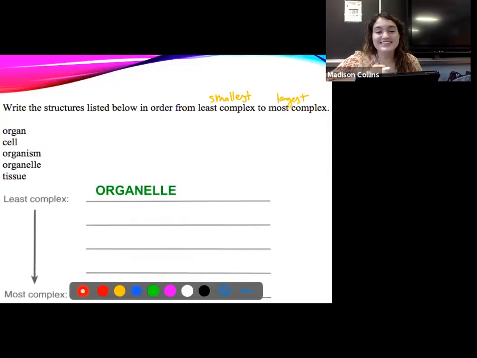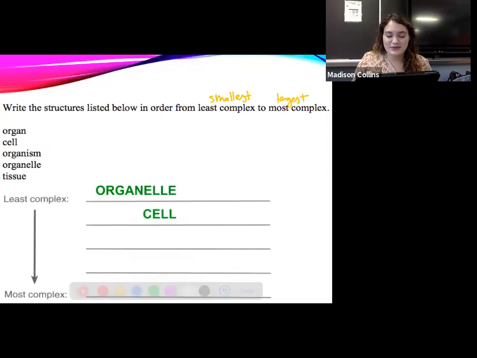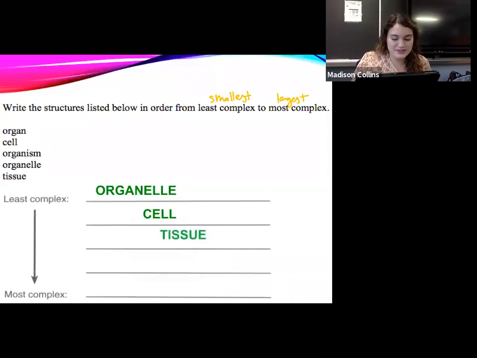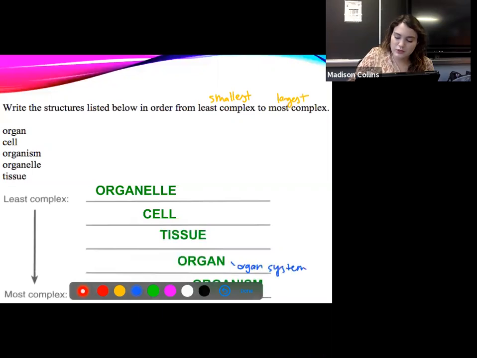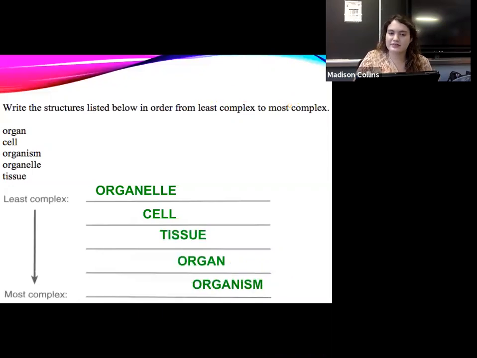In these structures, the least complex or the smallest structure is going to be organelle. Remember, we find those inside cells. Okay, cells make up tissues, tissues make up organs, and then finally organs make up organ systems, which build up to organisms. So if we were to add the word organ system in here, we would place it in between organ and organism, which is our final word right there. All right, so hopefully you got those correct, because now we're moving on.